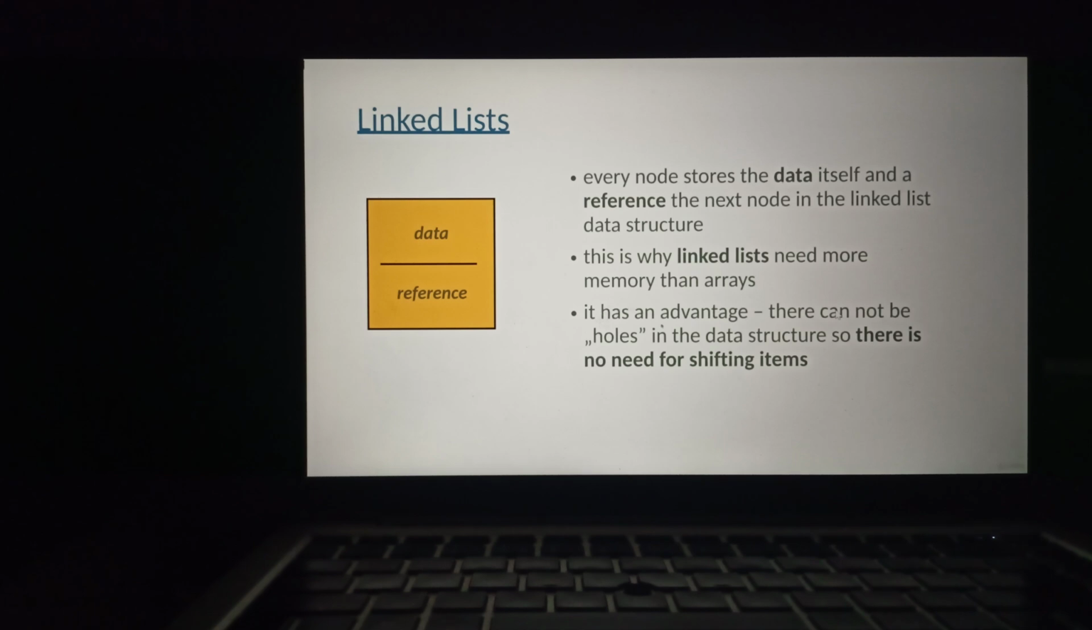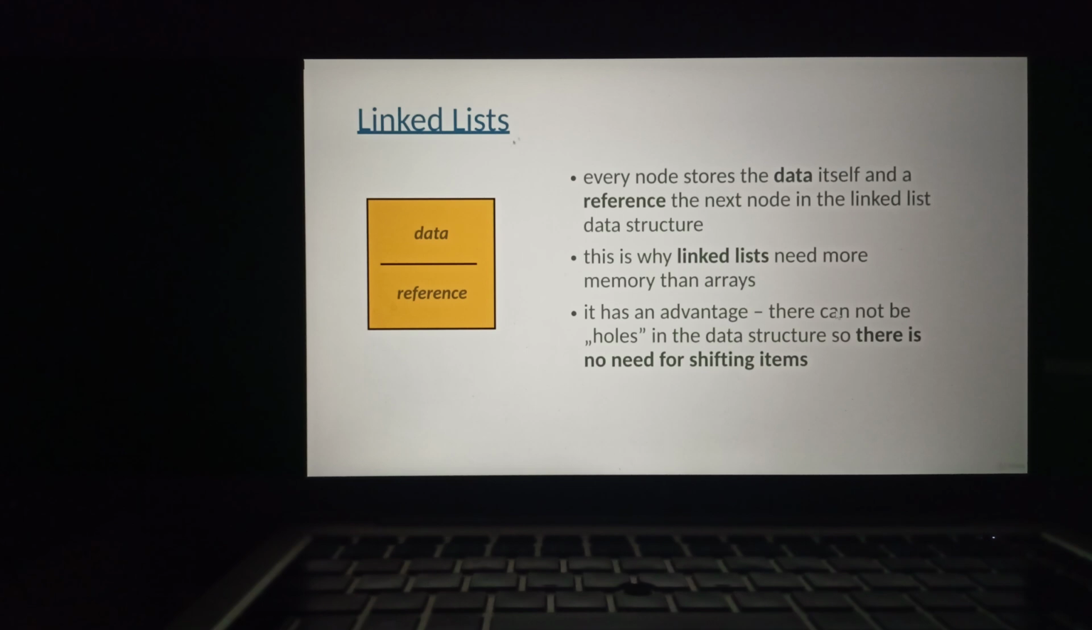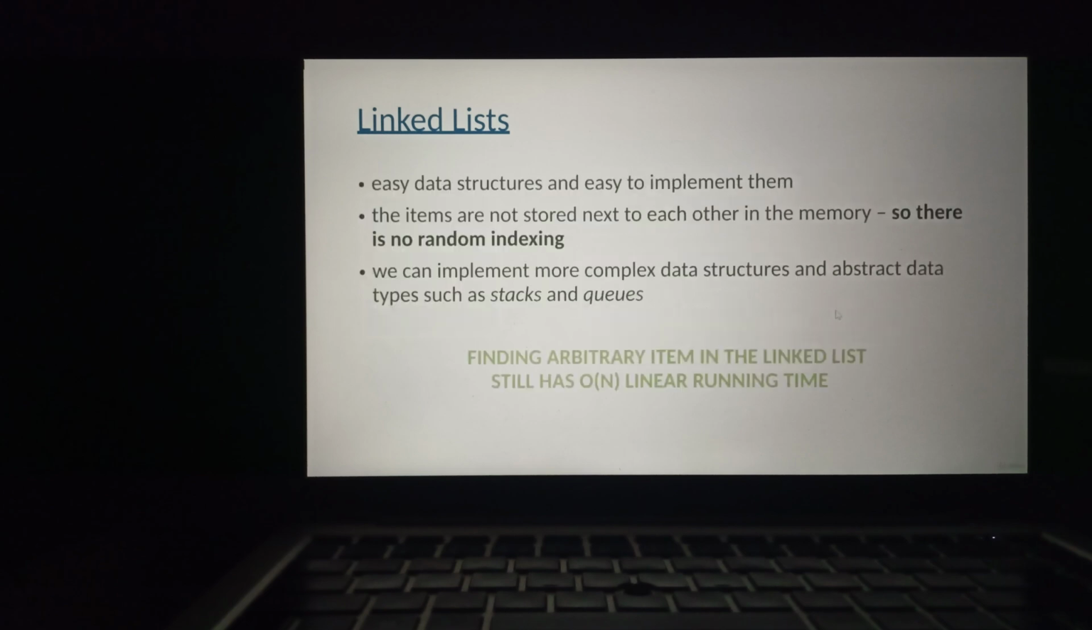But of course it has a huge advantage, which means that there cannot be holes in the data structure, so there is no need for shifting the items. And this is why O(N) linear running time complexity approaches can be reduced to even O(1) constant running time complexity. Okay, so linked list is quite an easy data structure. It is quite easy to understand what's happening under the hood. Basically, we have nodes in a linked list storing the given data, and every single node has a so-called reference that is pointing to a next node in the data structure, and that's all about the theory behind linked lists.